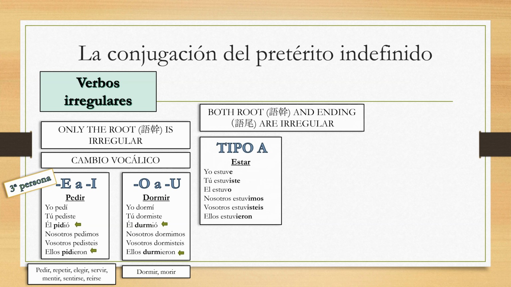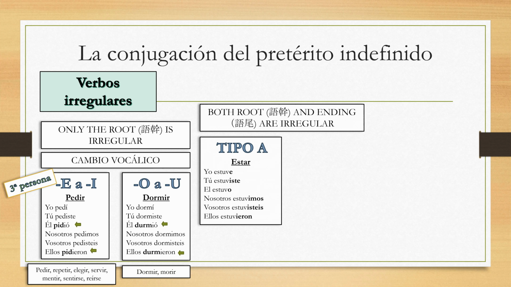Verbo estar becomes yo estuve, tú estuviste, él estuvo, nosotros estuvimos, vosotros estuvisteis y ellos estuvieron. I apologize for the spelling mistake in L. I will fix it for your final PPT. What's important to note is that estar, the original root is est, but is changed into estuve.